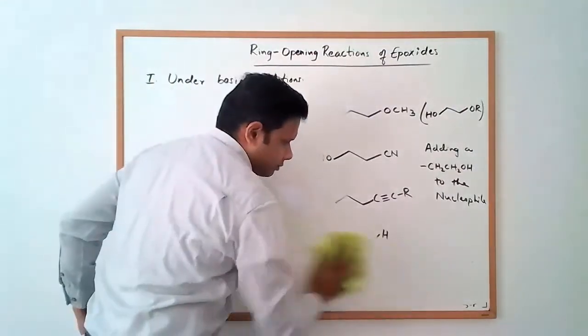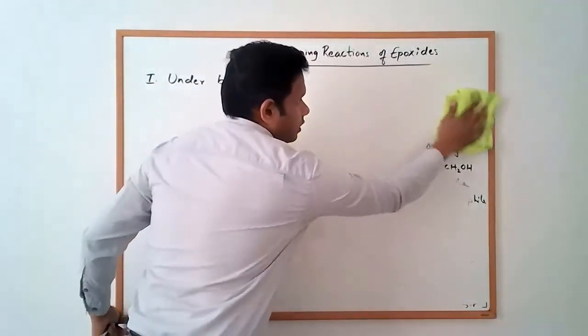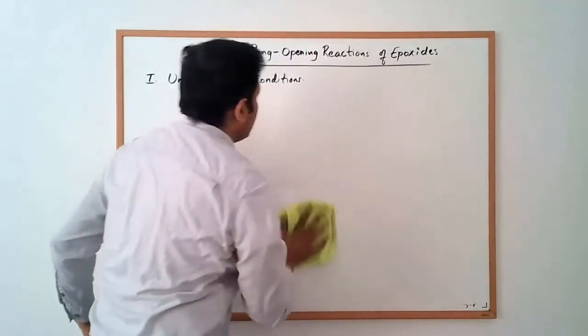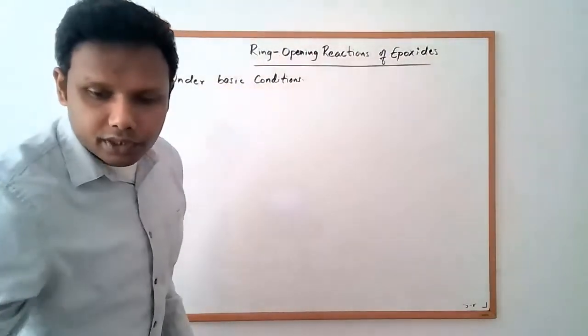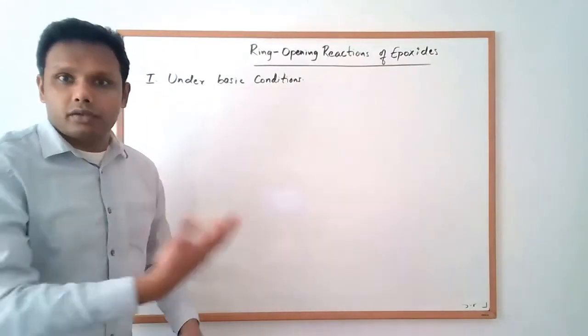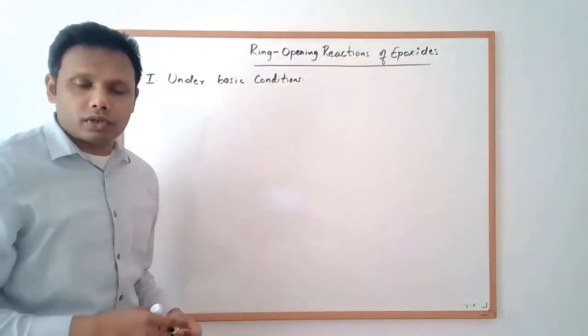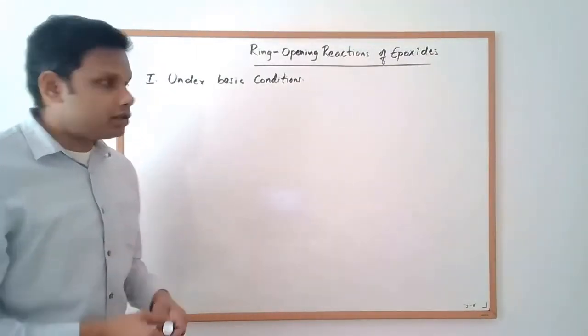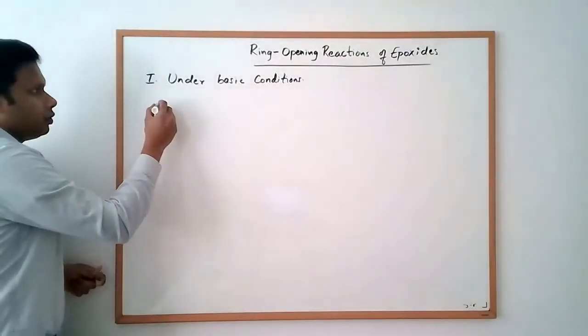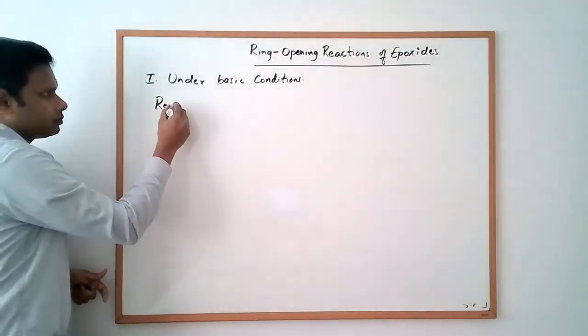So these were just some examples. Like I said, possibilities are endless because you could bring in any nucleophile and then quench it with water or do a water workup or an acidic workup on it to get the product. Okay, so regiochemistry.